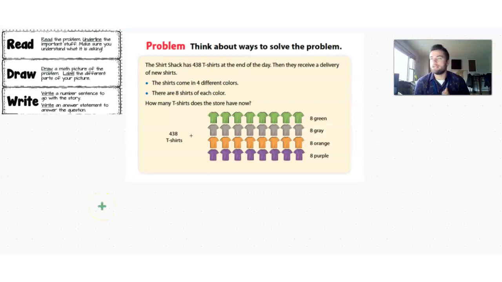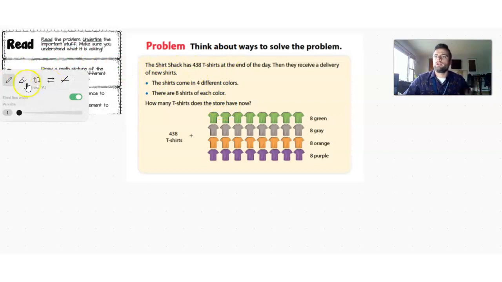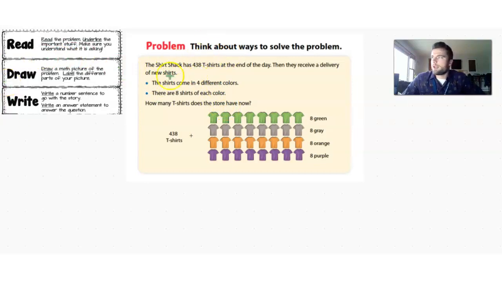All right, now for another example with our read, draw, and write strategy. And with this one, we do have a little bit of a picture already started for us. But let's read the problem and start from square one with the reading parts. So, the Shirt Shack has 438 t-shirts at the end of the day. Then they receive a delivery of new shirts. So I'm going to say then they receive a delivery because it happens after they already have 438 t-shirts.